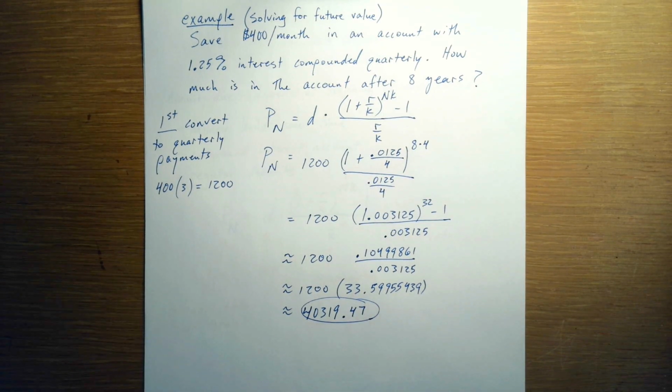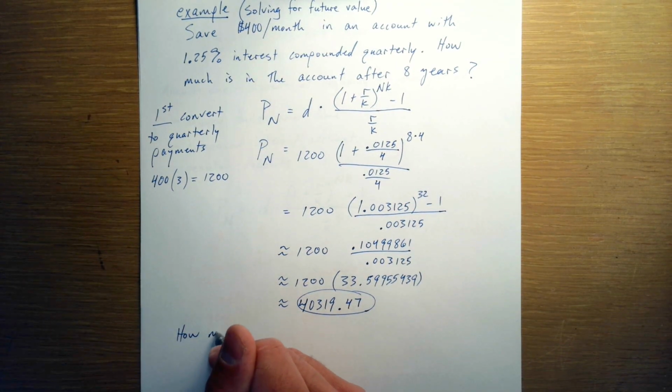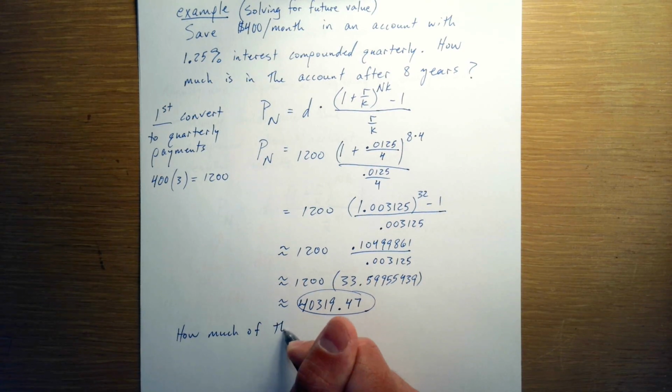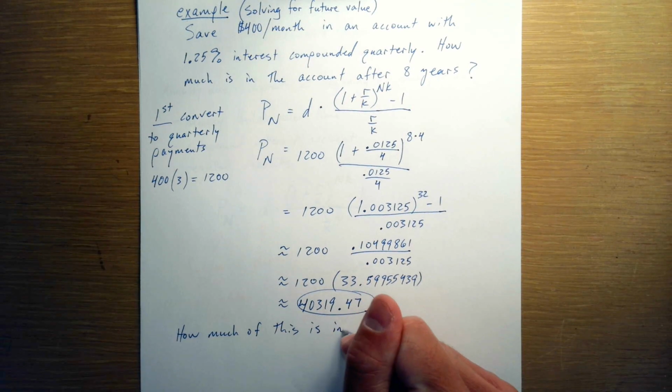So after 8 years of making these $400 monthly deposits, after all the interest is accounted for, we have roughly $40,000. So we may ask a follow-up question. We've made all these deposits and we've turned this money, given time and interest, into a lot more money than what we deposited. How much actual interest did we accrue? So our question is, how much of this 40,319.47 is interest?